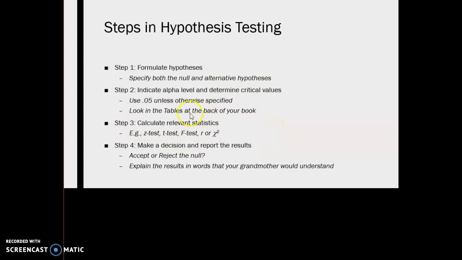Then you're going to calculate the relevant statistics. In this case, we're calculating z-tests, but we're going to be learning z-tests, t-tests, F-tests, Pearson r, and chi-square tests. And then we're going to make a decision and report the results. So the decision is whether to accept or reject the null hypothesis based on whether our obtained value exceeds our critical value or not. And then we're going to explain the results in words that your grandmother would understand. And those are the steps of hypothesis testing.